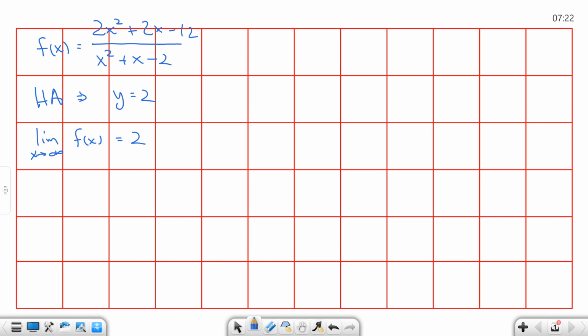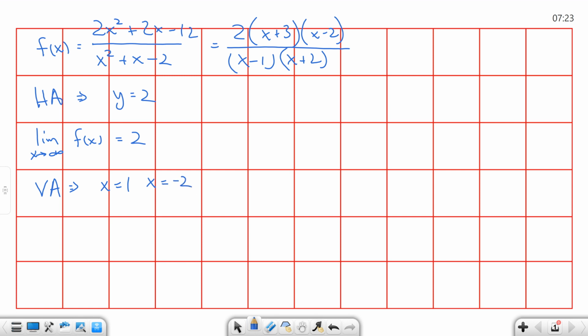Next step, we probably want to factor that so that we can see where vertical asymptotes are and all kinds of fun things happen. So if we factor that top, we get 2 times the quantity x plus 3 times the quantity x minus 2 all over the quantity x minus 1 times the quantity x plus 2. Okay, so now that tells us our vertical asymptotes. Vertical asymptotes are determined by values that make the denominator equal to 0. So that would happen at x equals 1 and x equals negative 2.